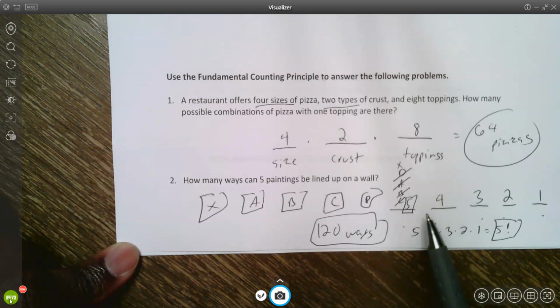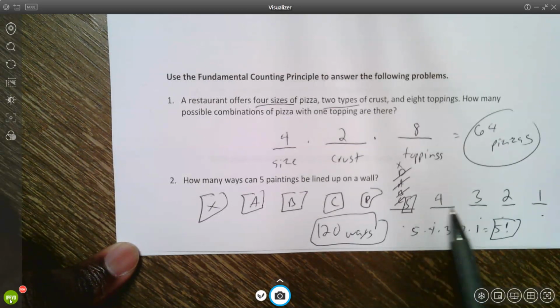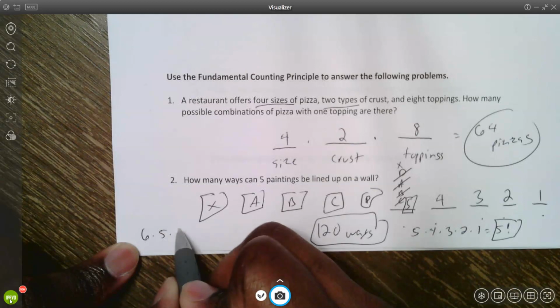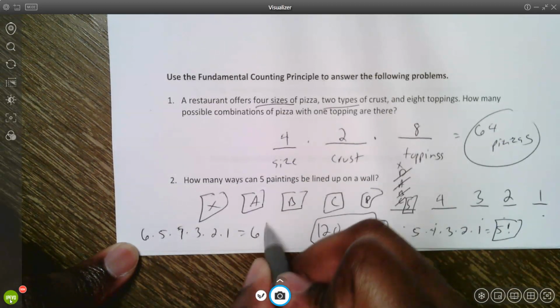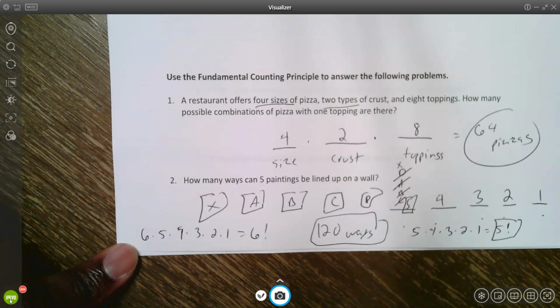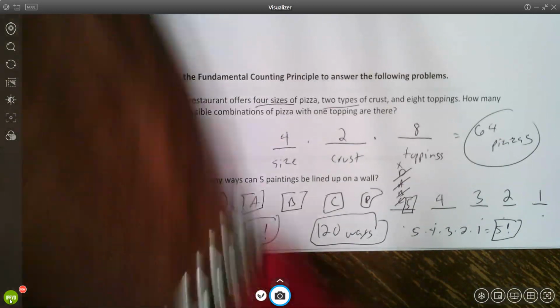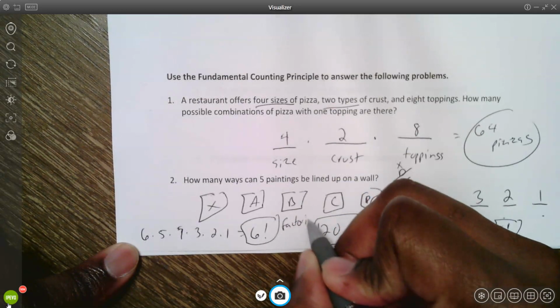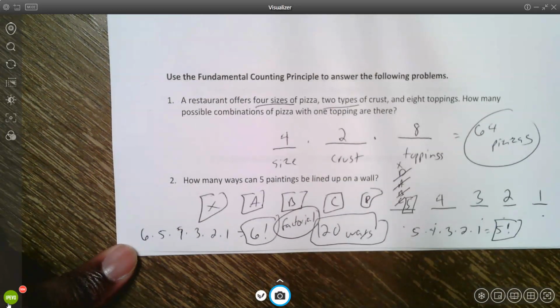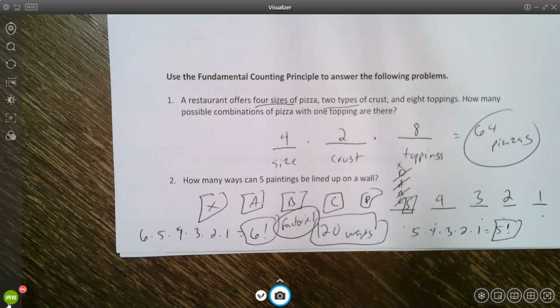Whenever you're multiplying all the numbers following certain numbers, like 5 times 4 times 3 times 2 times 1, or if I gave you 6 times 5 times 4 times 3 times 2 times 1, this would be 6 factorial. It's like an exclamation point. But again, I don't think we tested you on it, but yes, it's true. And that's what the word is, factorial.